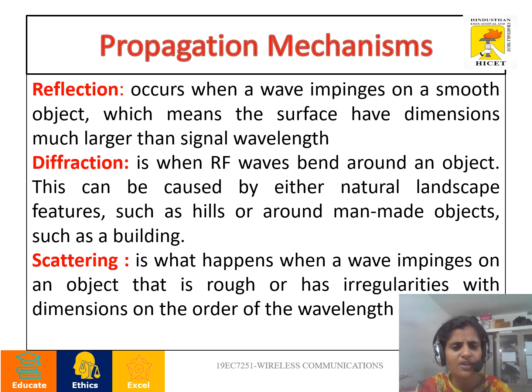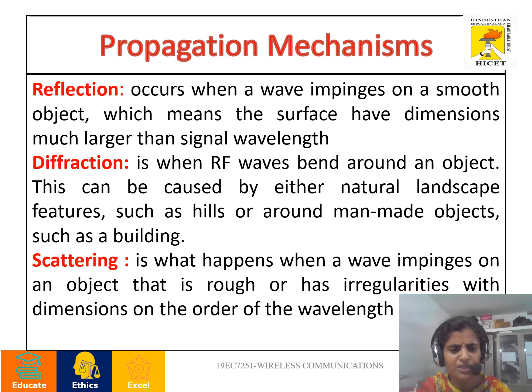The first mechanism is reflection. Reflection occurs when a wave impinges on a smooth object or a smooth surface. We can refer to this as a large surface, in the sense that a signal impinges on a surface whose dimension is much larger than the signal wavelength which you are transmitting.